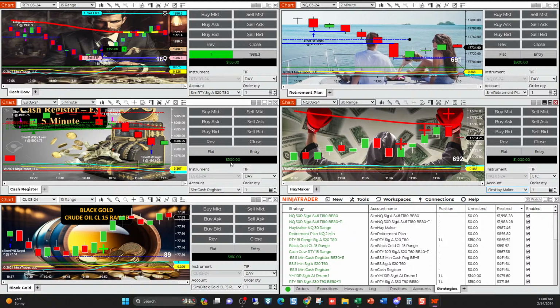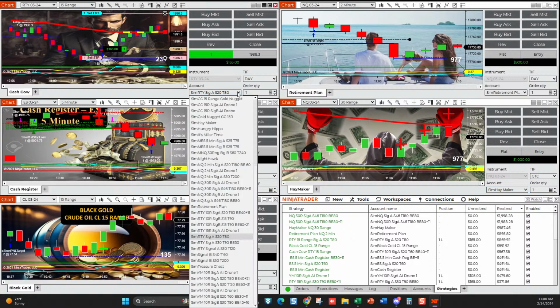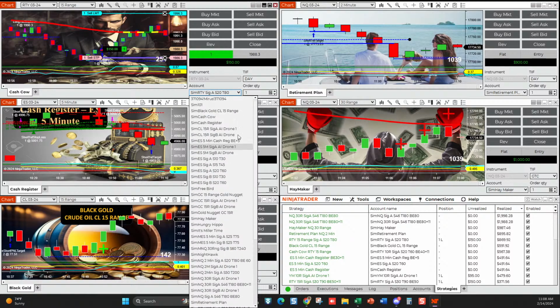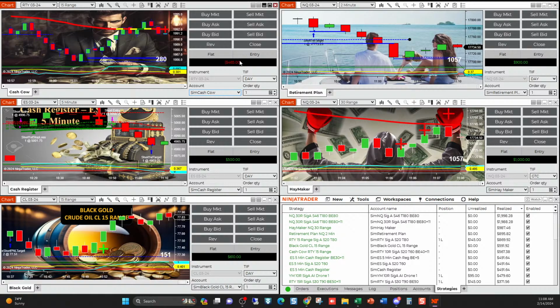Cash registers at 500. Great. Client strategy is really smoking today. Man, that's awesome. Let's take a look at the cash cow. I have a feeling that one must be down. Cash cow. Yep, that one's down.